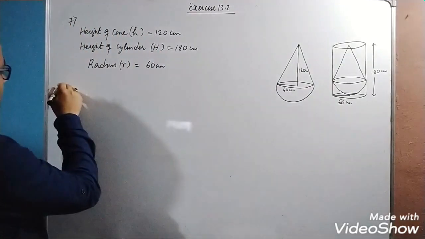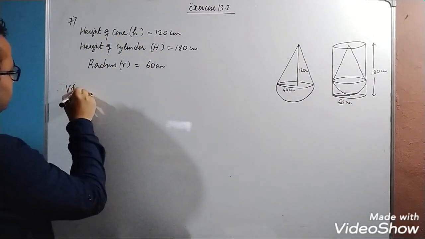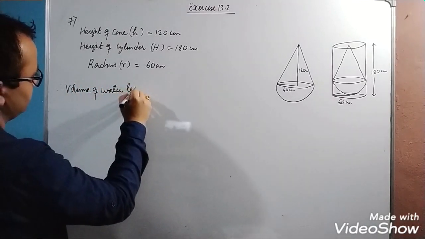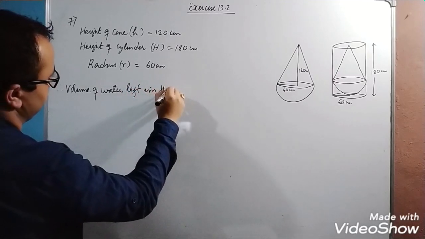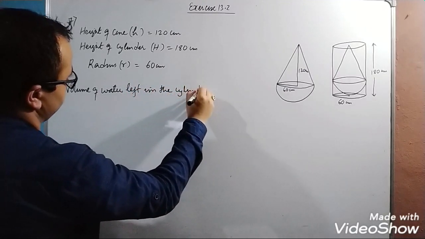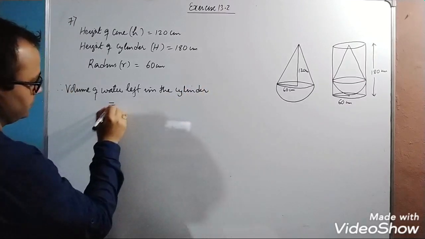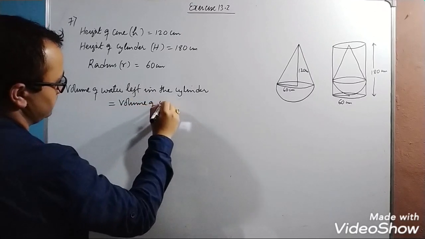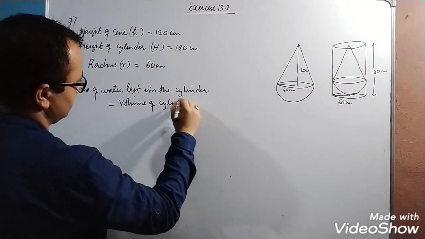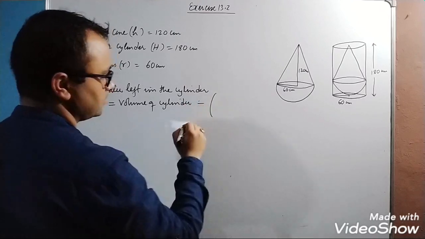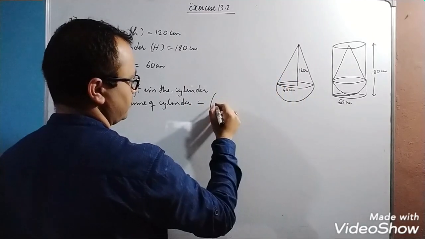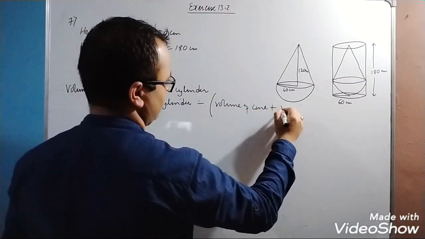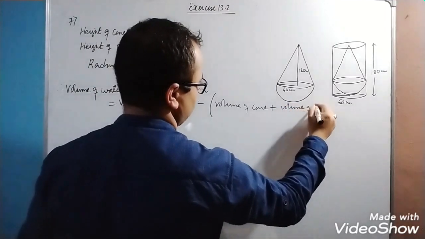Therefore, volume of water left in the cylinder equals volume of cylinder minus, inside the bracket, volume of cone plus volume of hemisphere.